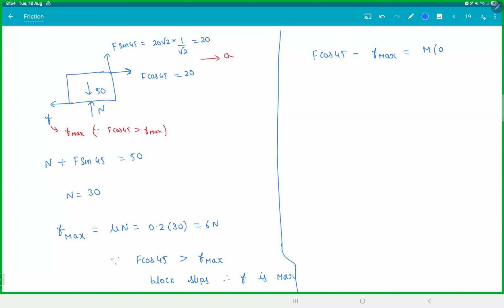Mass into acceleration. This will be 20 minus 6 is equal to 5 into acceleration. A will be 14 by 5 meter per second square. You said find the distance traveled in 2 seconds. Acceleration is constant, so I can use S is equal to ut plus half at square. U is 0, acceleration is 14 by 5, and time is 2 squared. That is 28 by 5 meters or 5.6 meters. Check.